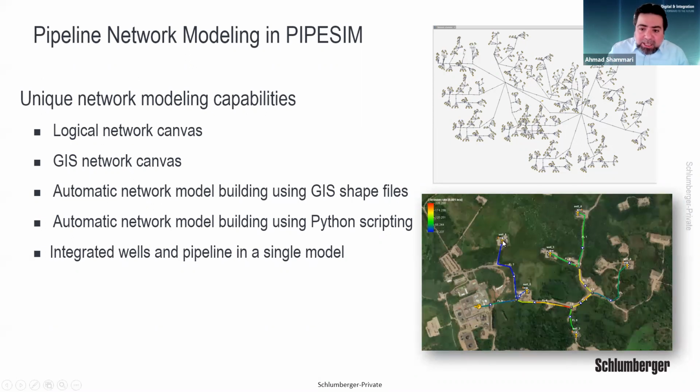So you can easily double-click on a well icon, and then you will open the well data. You can change the well data. You can even run the simulation for that well while you are in the same network model, okay?